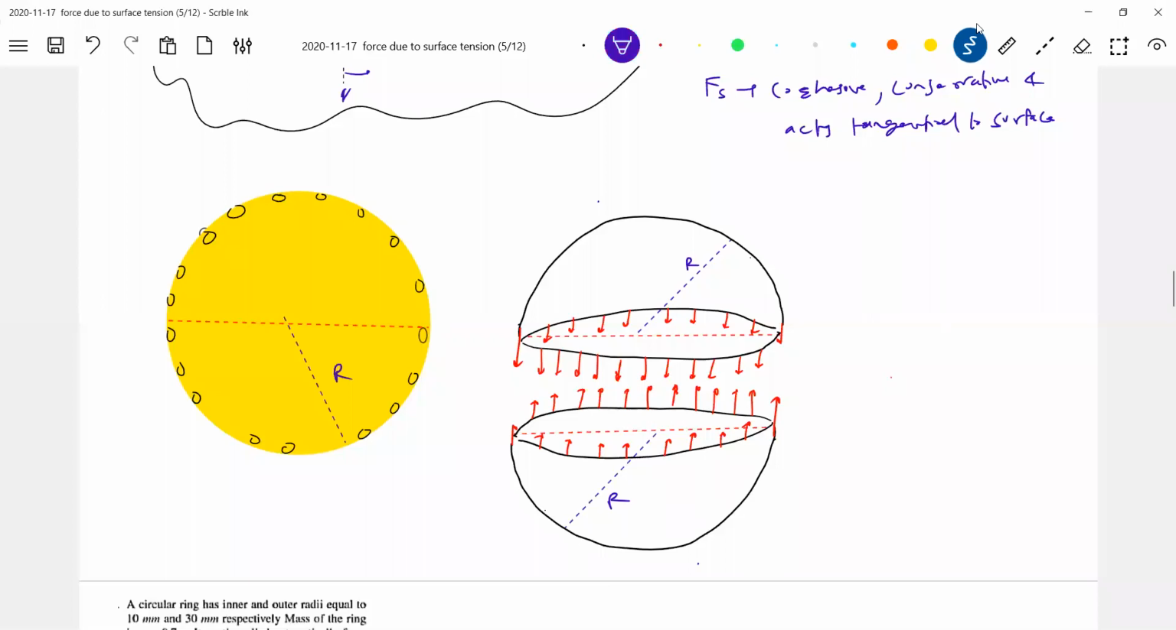This is very clearly visible for everyone. Try to see this. What is this arrow? Force exerted by this molecule on this molecule. What about this arrow? Force exerted by this molecule on this molecule. I think some problem is there. Let me redraw it.